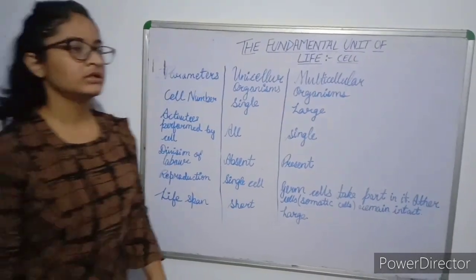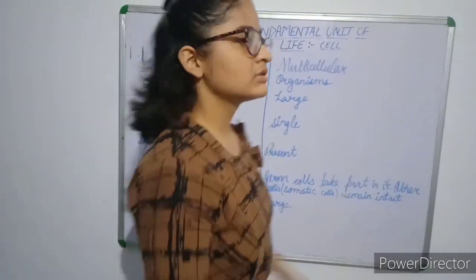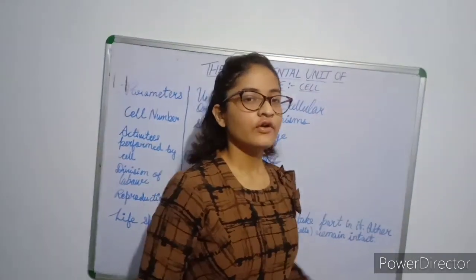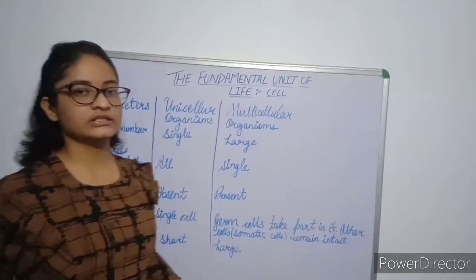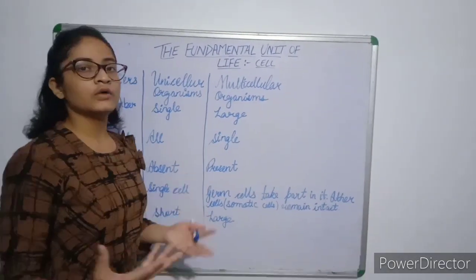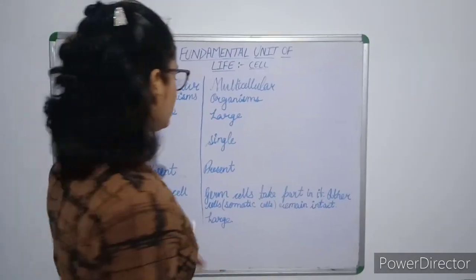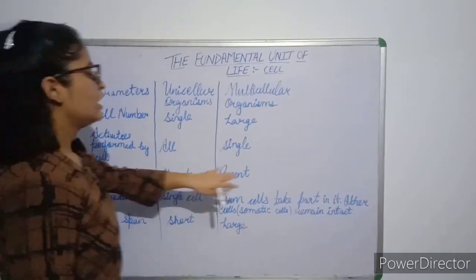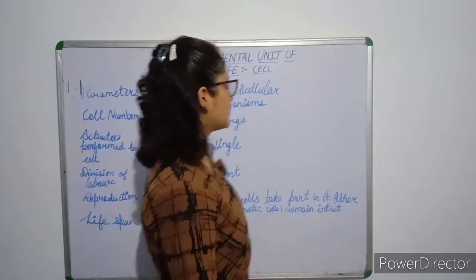Division of labor. Division of labor means the various departments allotted for various activities in our society; similarly, in our body different organs are allotted for specific activities. In unicellular organisms it is absent, and in multicellular organisms it is present.